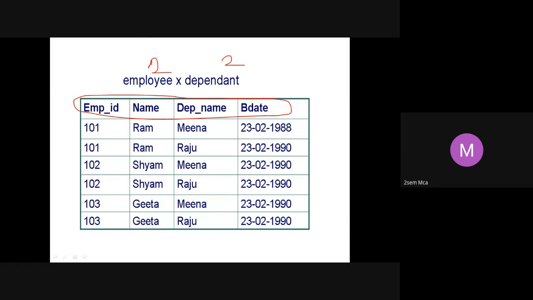101, where is this? 102 with Sham is there. That is again with Meena and Raju both. Again 103 is Geeta. Again it will come with Meena and Raju. So the number of tuples is 6. Number of attributes will be 4.